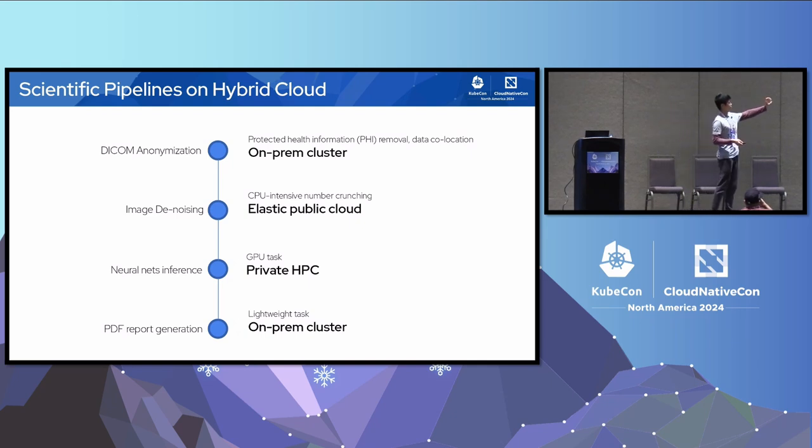Once the image has been pre-processed, we do another step, which is a neural net inference. Neural net inferences need GPUs, and we choose to do this on internal resources, whether it be our on-prem cluster or the private high-performance computing center. And the reason we do this is to save on costs. Cloud GPUs can cost a lot of money, but if we run this internally, it's all free.